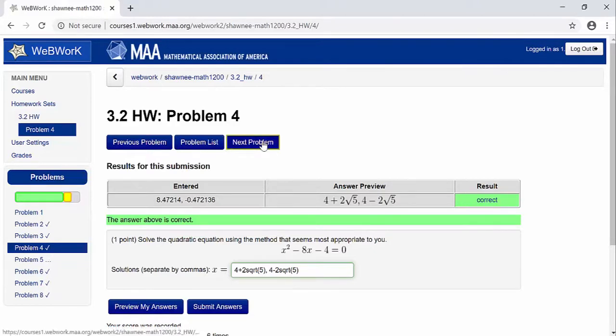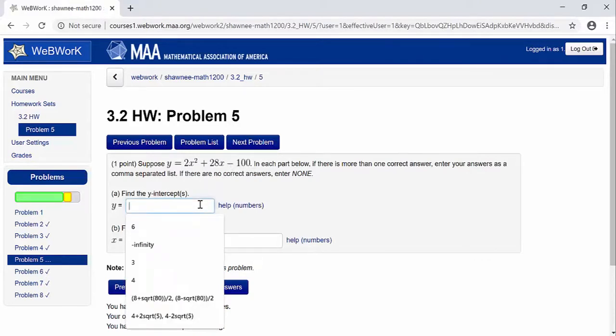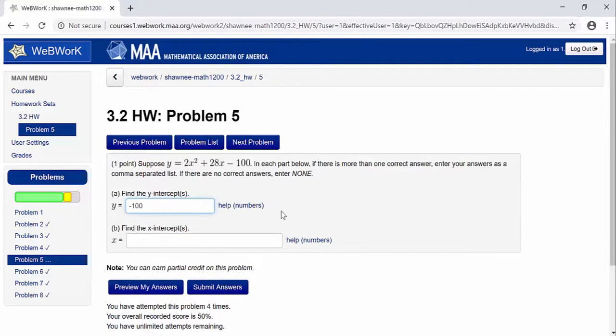Let's look at problem number 5 now. Problem number 5, we have another quadratic function, and we're asked to find the intercepts, the y-intercept and the x-intercept. The y-intercept is equal to the constant term, so y equals minus 100 is the solution. Now to find the x-intercepts, we're going to have to set the function equal to 0 and solve for x. This is not a factorable quadratic polynomial, so we're going to have to use the quadratic formula again to find the x-intercepts.